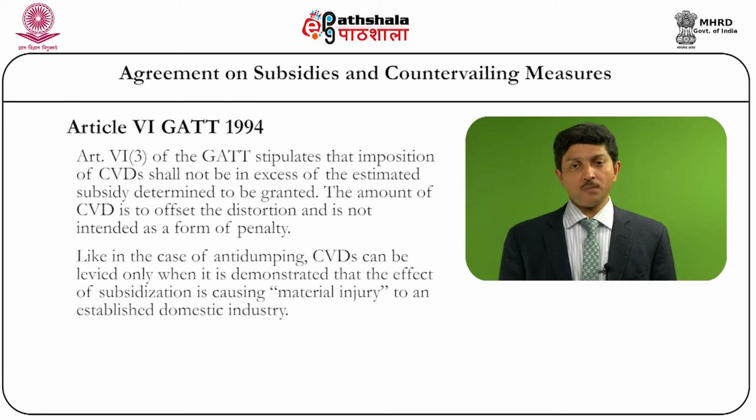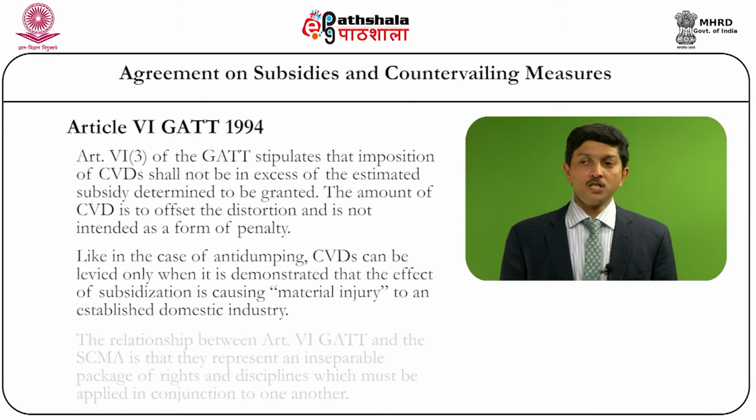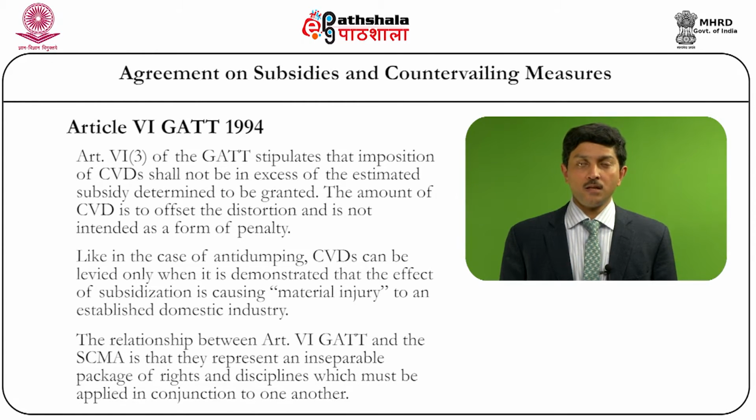Like in the case of anti-dumping, CVDs can be levied only when it is demonstrated that the effect of subsidization is causing material injury to an established domestic industry. The relationship between Article 6 of the GATT and the SCM Agreement is that they represent an inseparable package of rights and disciplines which must be applied in conjunction with one another.